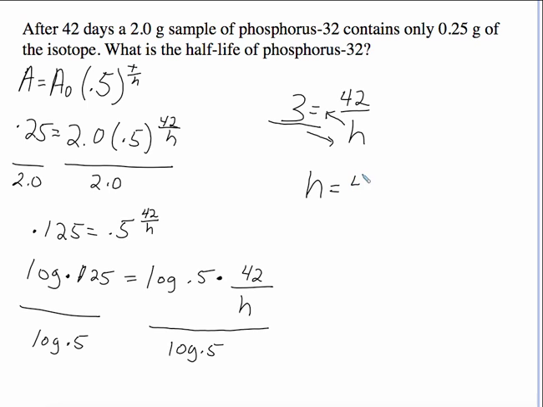So h will be equal to 42 divided by 3. That's what the half-life is equal to, and if we do that math, it ends up being 14. I just leave the units off, and I go back and look up here to see what it was, and so it's 14 days.